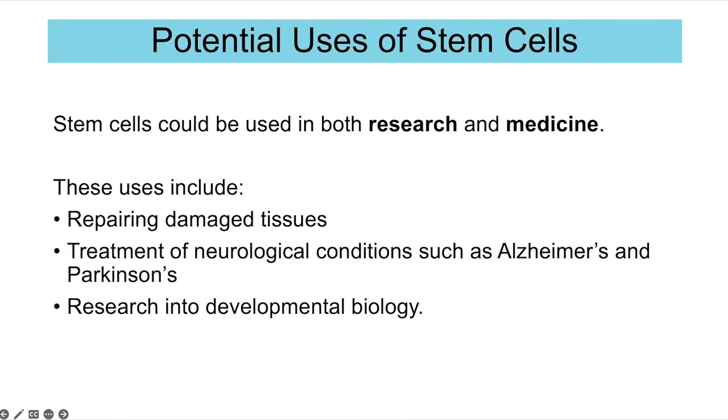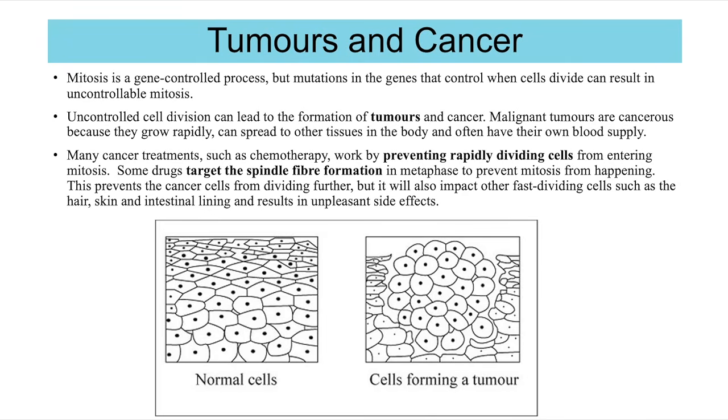So some potential uses of stem cells then could be in research and also in medicine. So for example, they could be used to repair damaged tissues or the treatment of neurological conditions such as Alzheimer's or Parkinson's, where there's damage to the neurons in the brain. Or it could be to look and use these stem cells in developmental biology, so for research purposes. Now, we did mention that stem cells, in theory, they could be amazing for treating different diseases, but because they self-renew, they could lead to the formation of tumours.